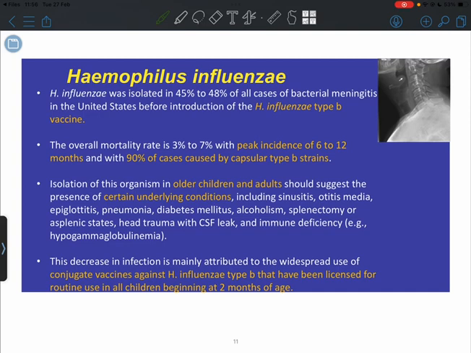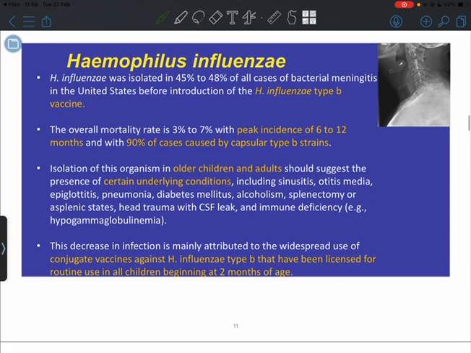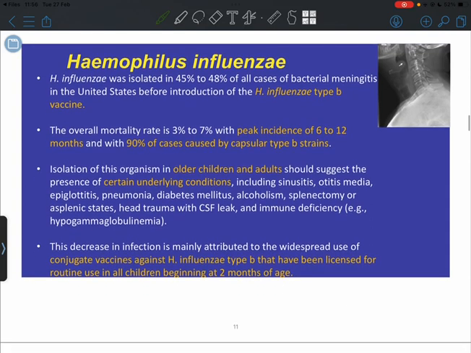So this is Haemophilus influenza, and the influenza type B vaccine. Type B vaccines mean what? The serotype type B, isn't that so? In which it has the capsule that enables it to evade the host immune responses and successfully enter through the blood-brain barrier and cause the infection. Right?